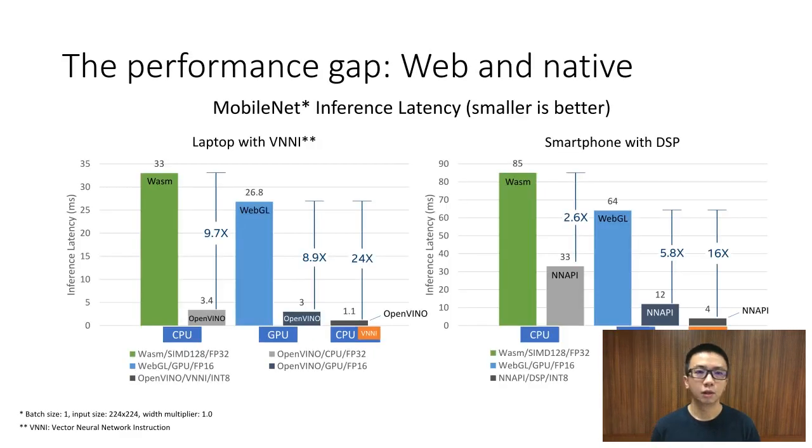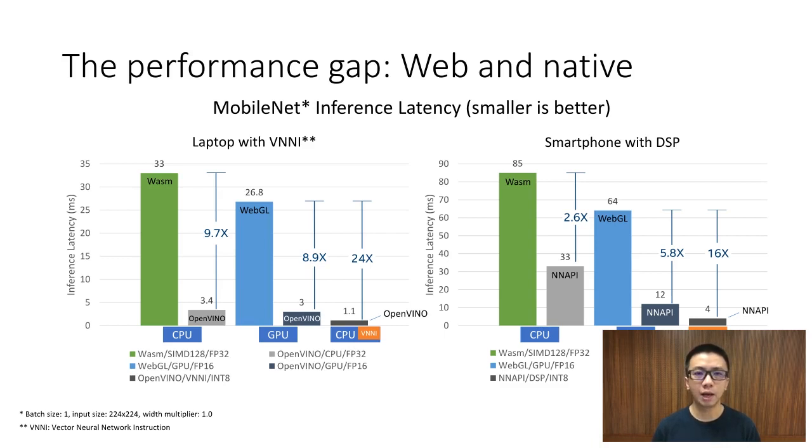Slide 4. To compare the performance of web and native, we use MobileNet as a workload and measure the inference latency. For hardware devices, we use a laptop with vector neural network instruction, also known as VNNI, in the CPU, and a smartphone that has a DSP. According to the charts, there is a big performance gap between web and native. For instance, on the laptop, the native CPU inference is about 10 times faster than WebAssembly for float-point 32 precision.